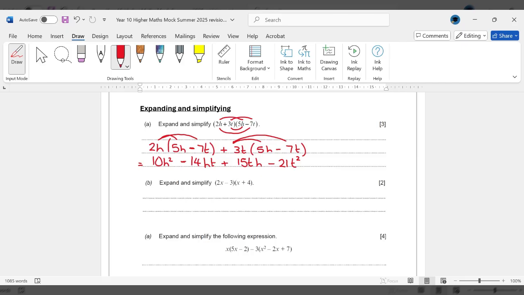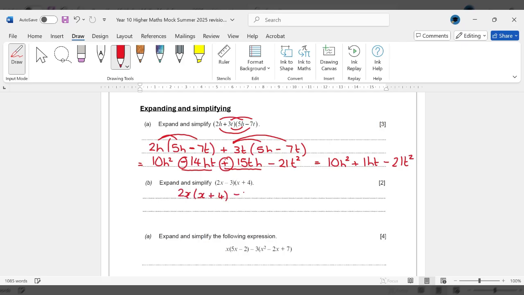Even though I've written this one as ht and this one as th, they are the same thing. So my final answer: nothing I can do with the h squared. I have 15 of these. I have 15 positives, and I'm taking away 14 of them. So I'm only going to be left with 1 ht, or you don't even need to write the 1 in that case. And it doesn't matter which way those letters go. And then minus 21t squared in the end. With this one, write the first thing.